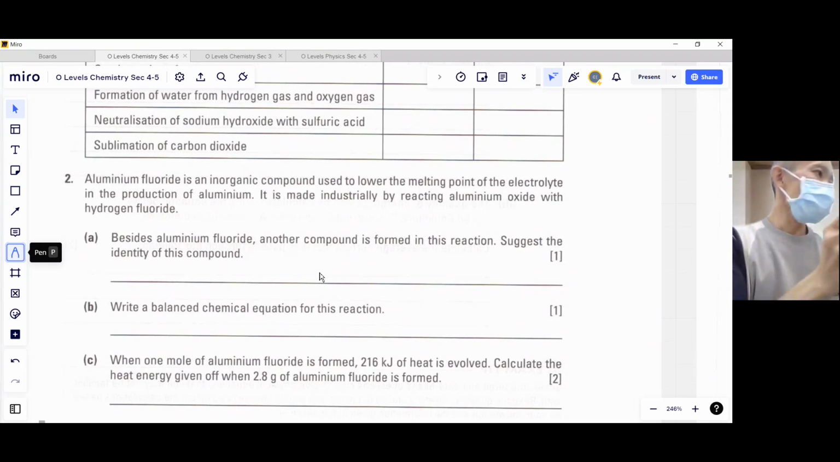Denise, 2A and 2B. Make sure you get that right.